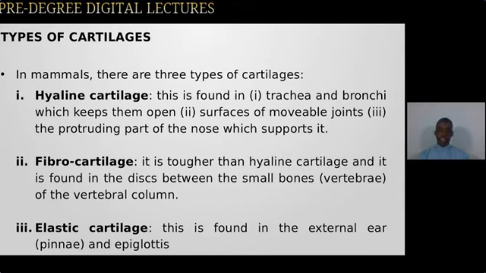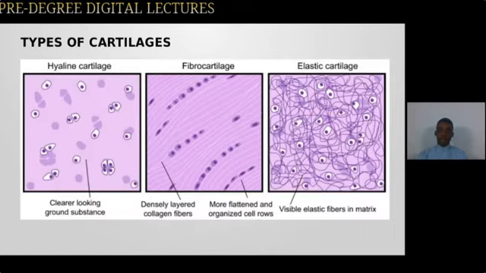Elastic cartilage is found in the ear. That's why your ear can be very soft and flexible. It's made up of elastic cartilage. Here is a diagram showing the different internal structures of the three types of cartilages.